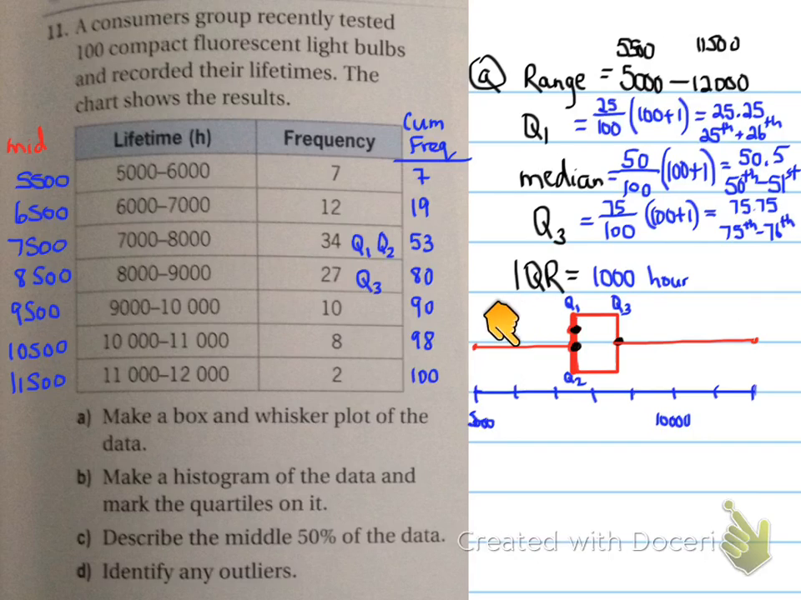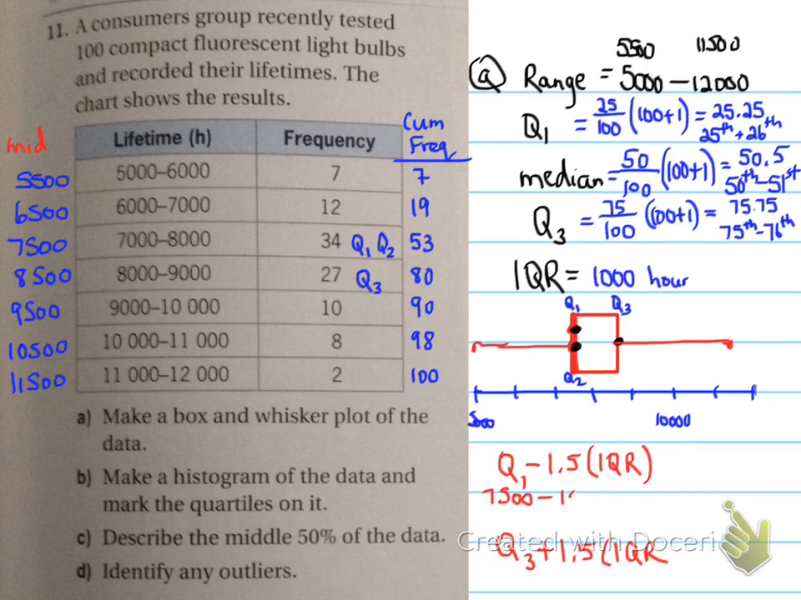Now, what's important here to note is, are there any outliers with respect to this? Are there any outliers? And yep, there will be. And why will there be? Well, we need to calculate them. How do we calculate them? We take our Q1 value and subtract 1.5 times the interquartile range, which is 1,000 hours. And we take Q3 and add 1.5 times the interquartile range.